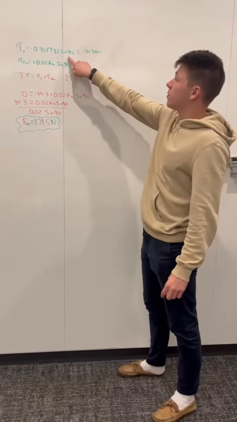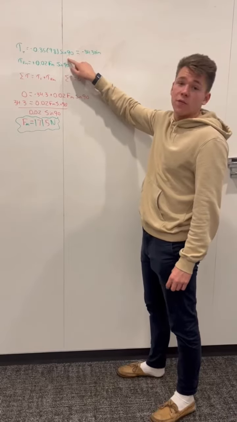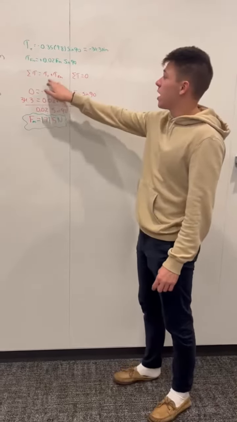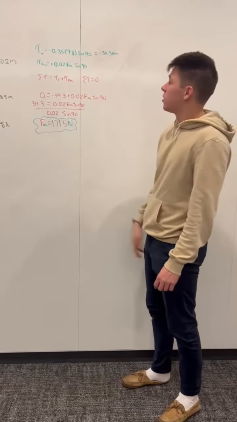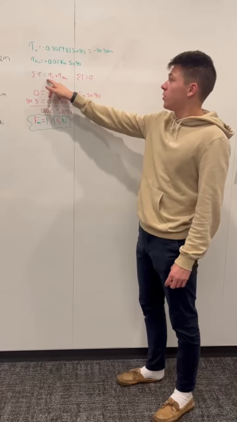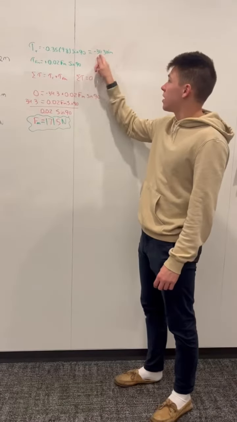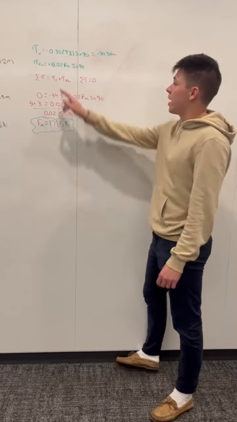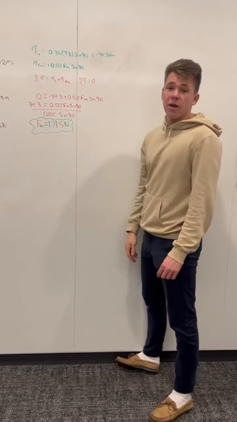We take this equation from the last part, and we found that the torque for tension is negative 34.3 newton meters. And then we're going to use the net torque equation and input these. So if we input net torque, we know that it's 0. If we input the torque of tension, we now know that it's negative 34.3. And if we input the torque for FM, we have 0.02 FM sine 90.